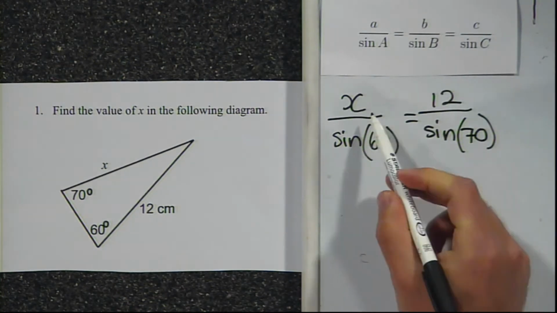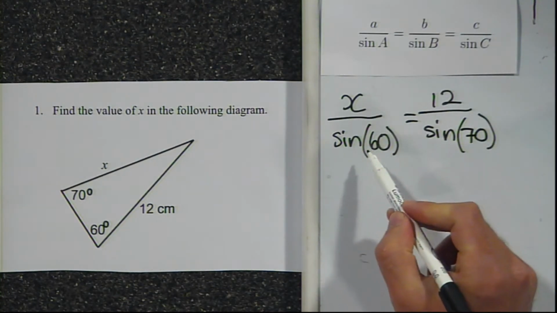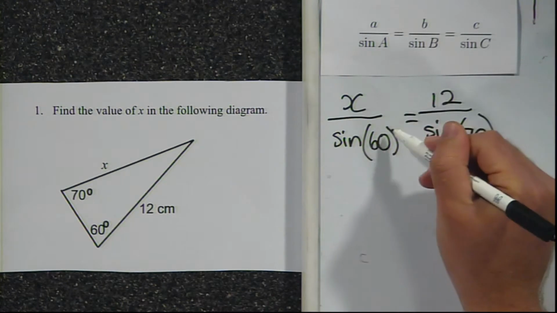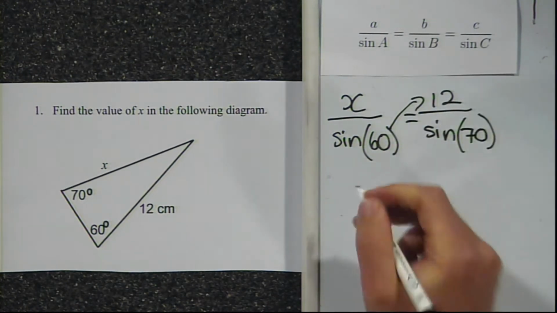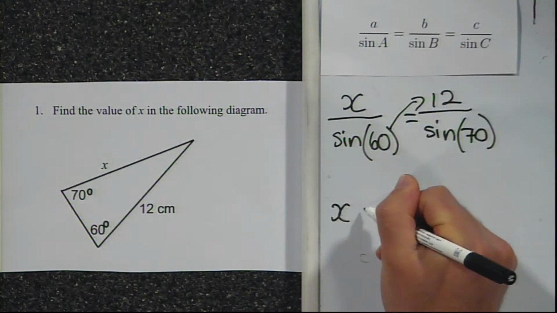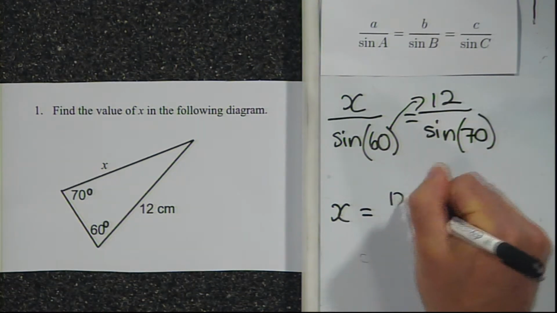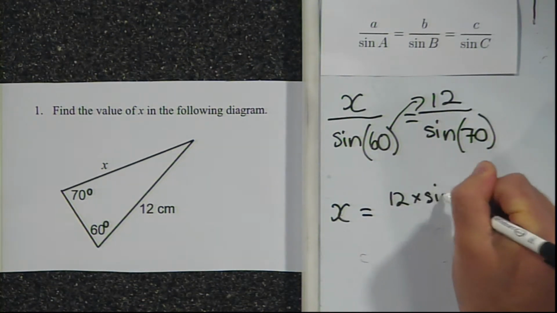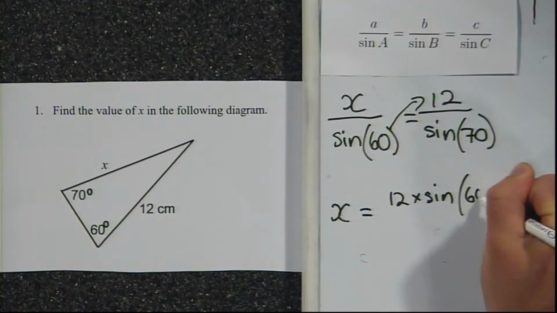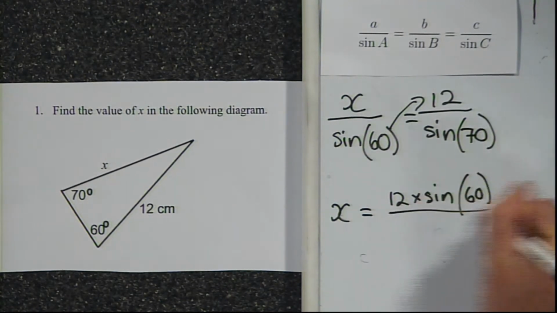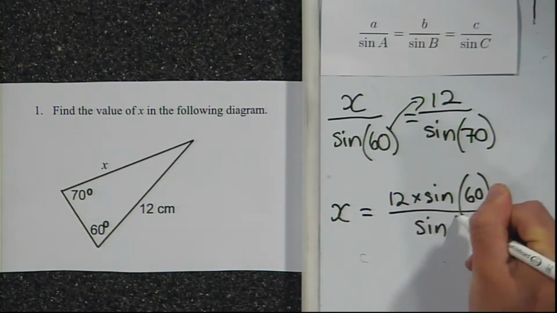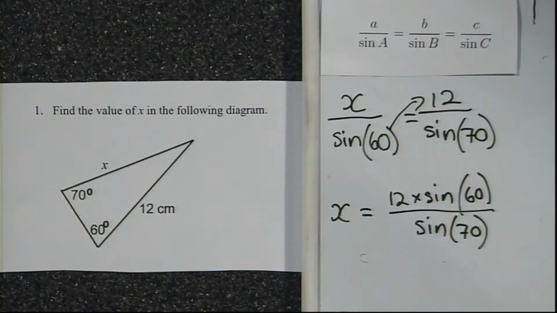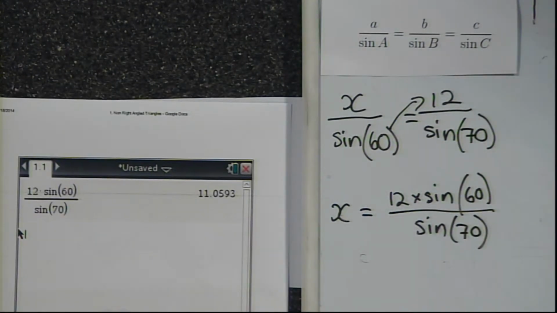To solve for x, we've got it divided by sine 60 here, so to undo that, we'll multiply it up, so we get x equals 12 multiplied by sine 60 over sine of 70. If we plug that into a calculator, we get 12 sine 60 over sine 70 equals 11.06.